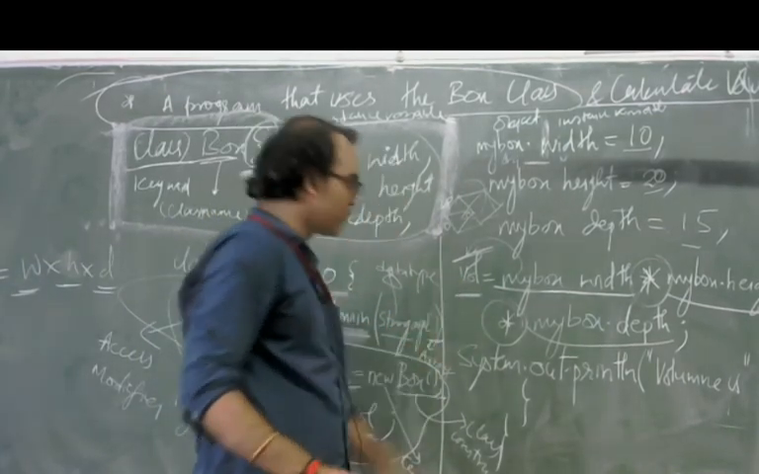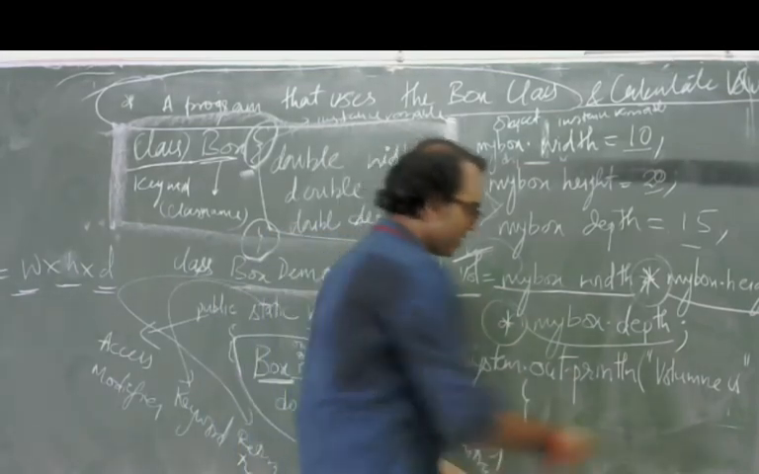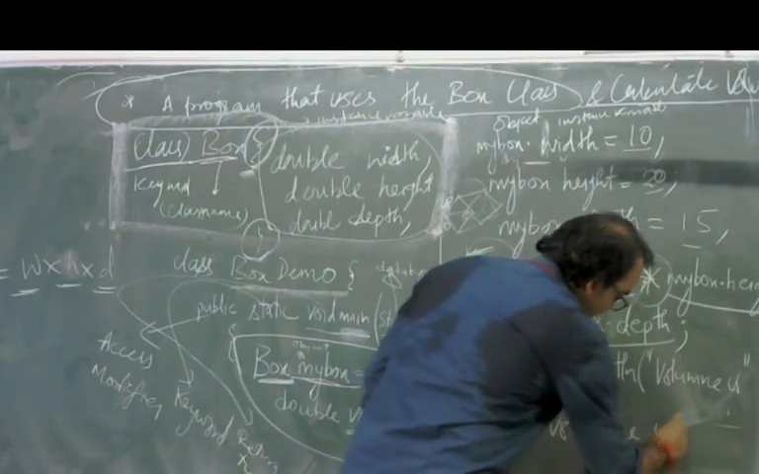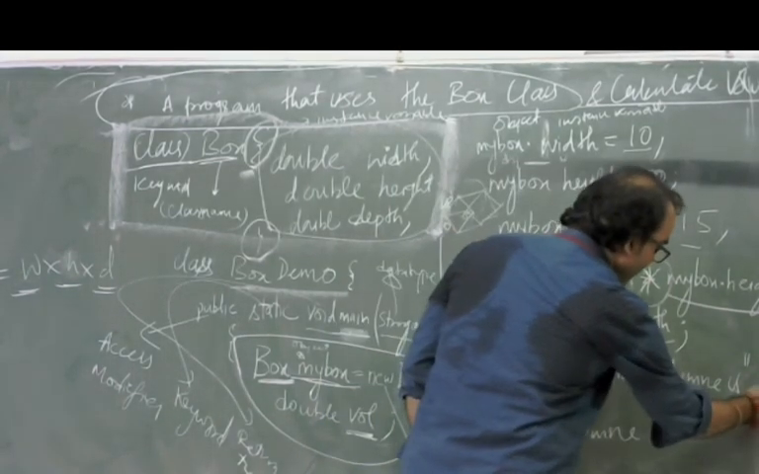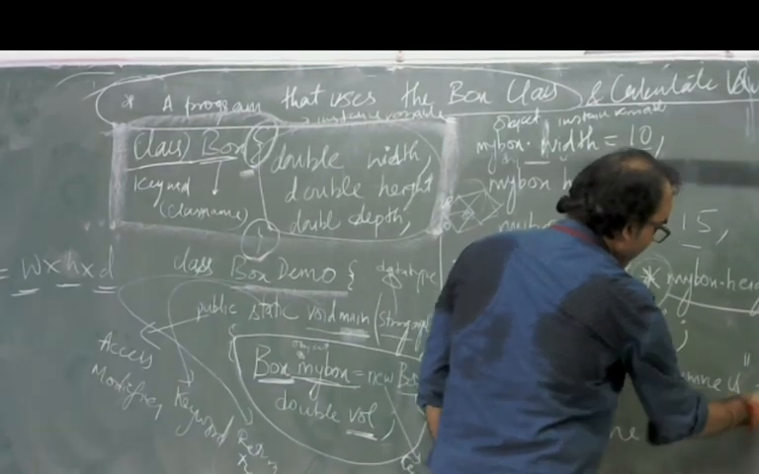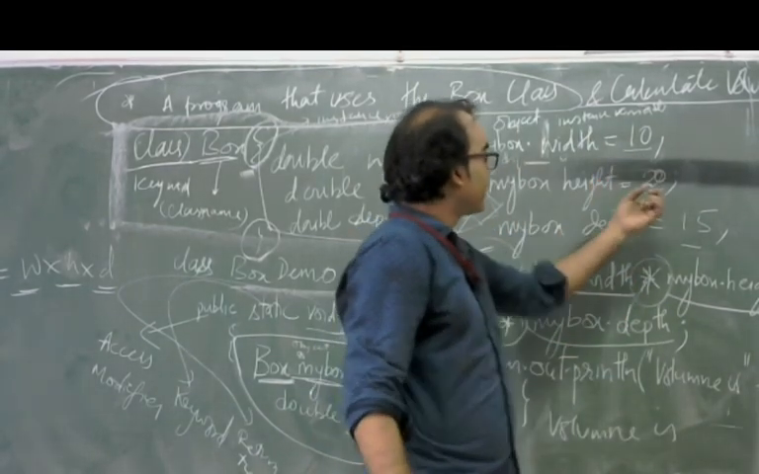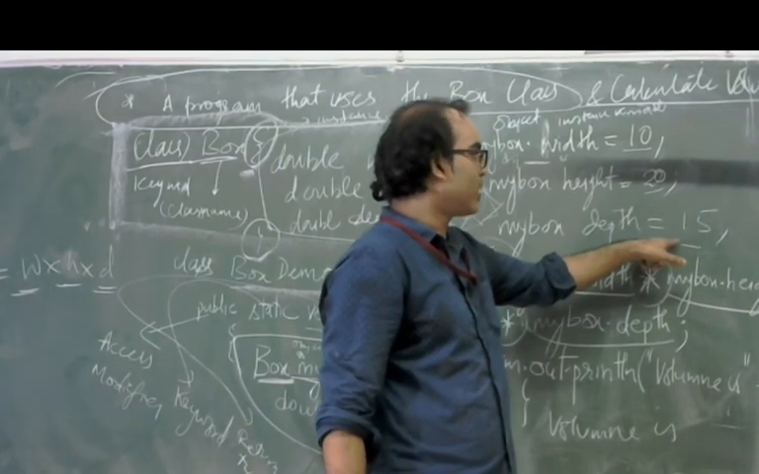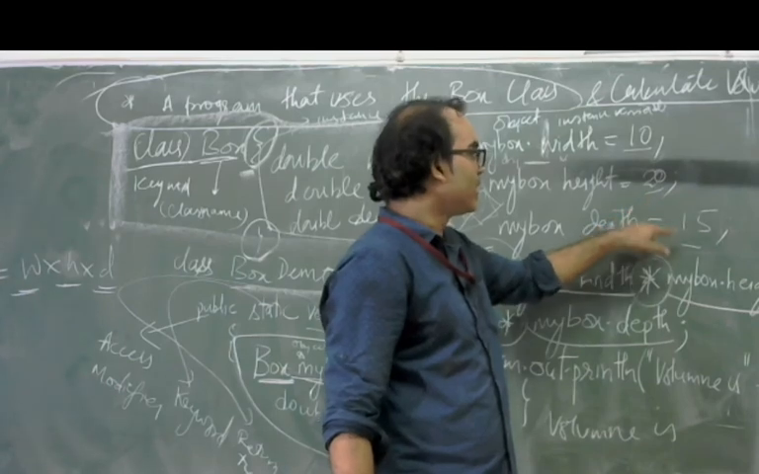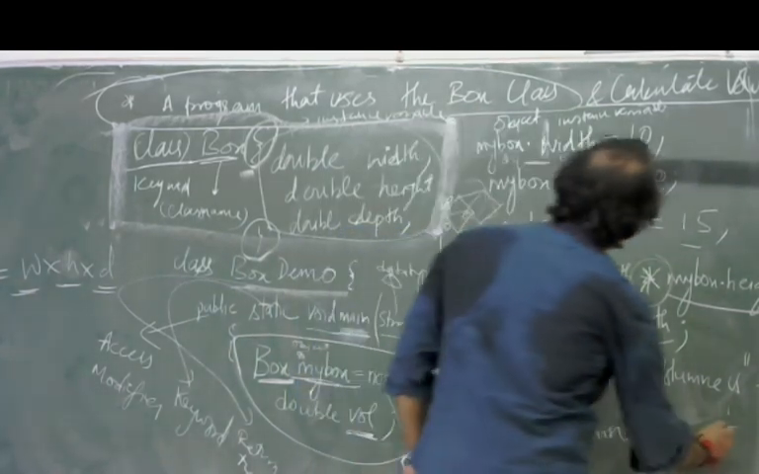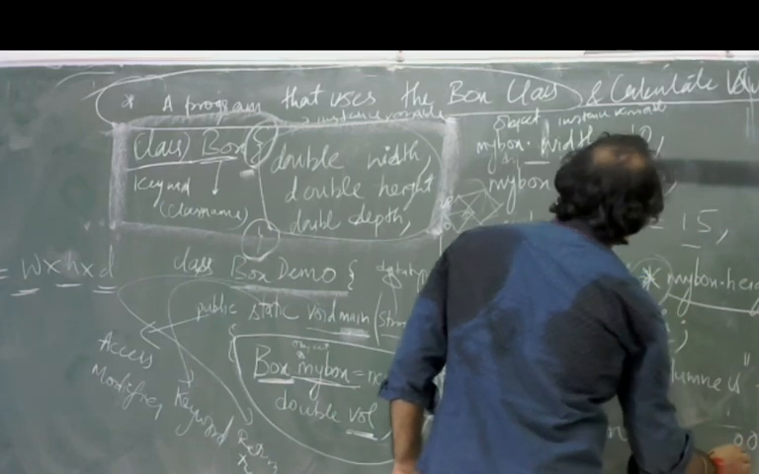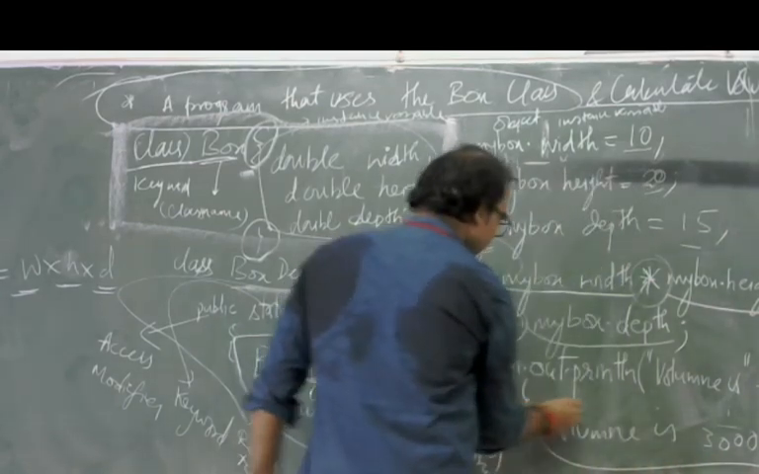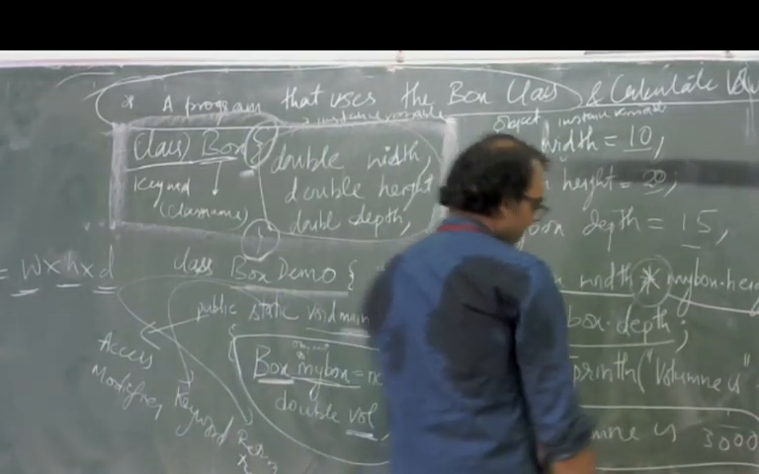Now we need to print this volume. So System.out.println, "Volume is the following after calculation. The volume will be" plus volume, using string concatenation. So what will be the result? 10 cross 20 is 200, cross 15 is 3000. So our volume will be 3000. The final answer printed after this program will be 3000.